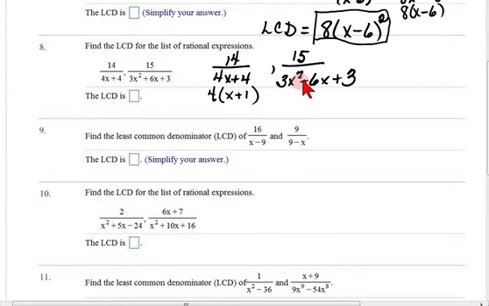What about the trinomial that is the denominator of the second fraction? 3 is a common factor, so I'll take out the 3. That leaves me with x squared plus 2x plus 1. Do you think we can go further with that one? Yes. Keep the 3, and that is x plus 1 times x plus 1, which is really x plus 1 squared.